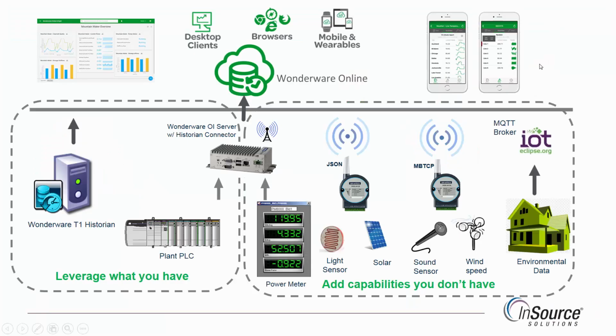In this diagram, you can see we have multiple data sources out there. We have data coming from a Wonderware Tier 1 historian, or data directly coming from a plant PLC or power meters or different types of sensors that you have out there. We have remote I/O modules that can help make this connection easy. We can play in the IoT world. We have an MQTT broker driver that can go read data from multiple data sources out there and aggregate all this data up to Wonderware Online.